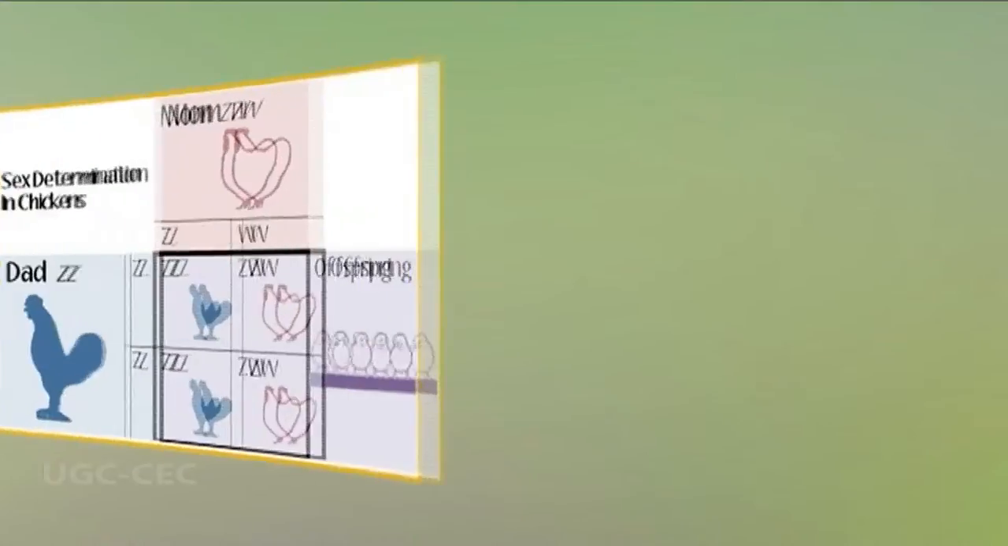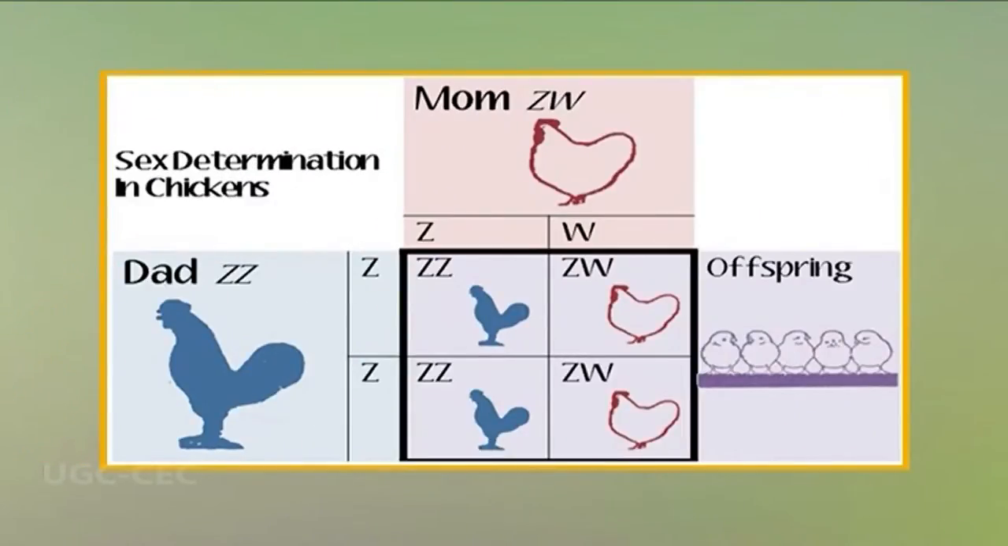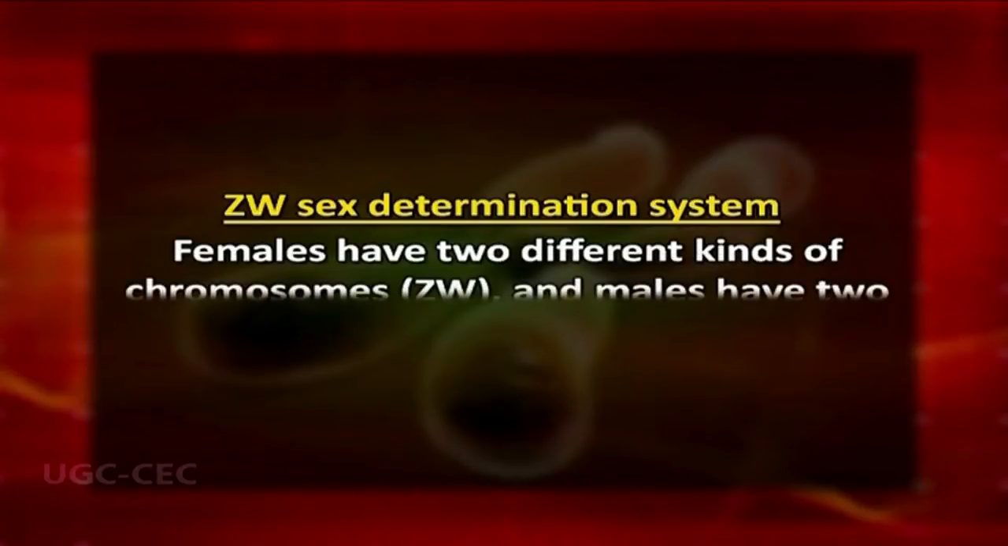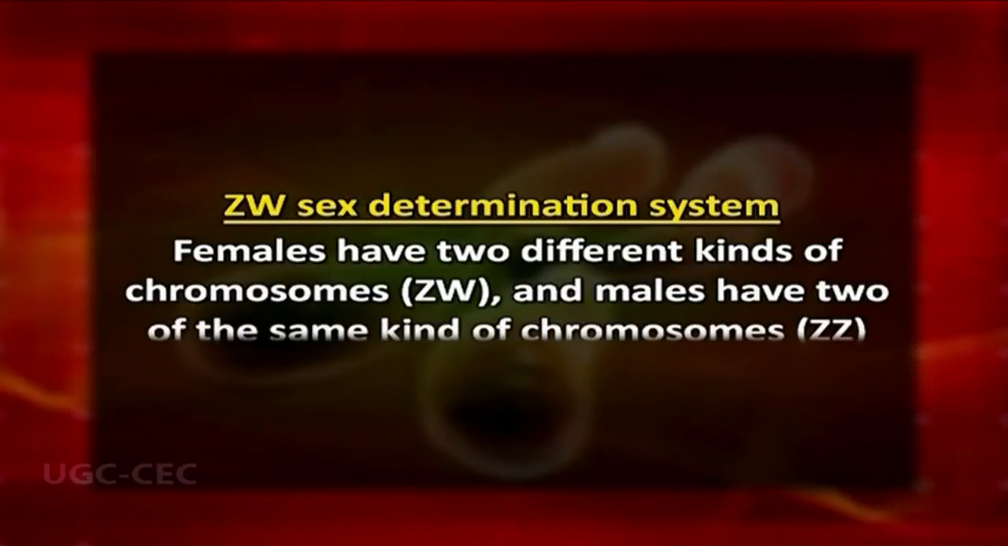Now, coming to the ZW sex determination system. The ZW sex determination system is found in birds, some reptiles, and some insects and other organisms. It is reversed compared to the XY system. That is, females have two different kinds of chromosomes, ZW, and males have two of the same kind of chromosomes, ZZ.